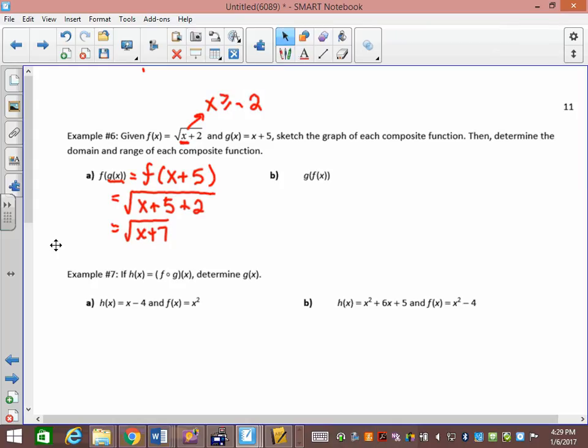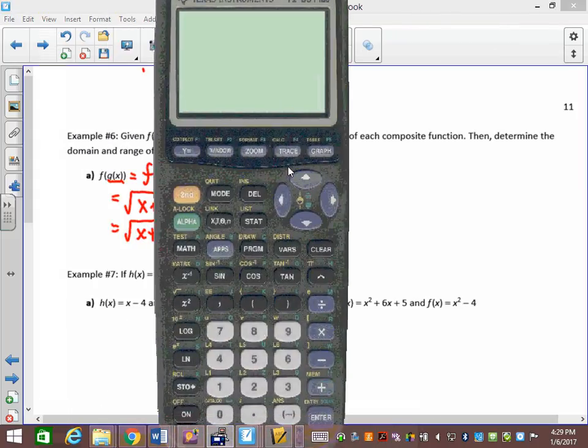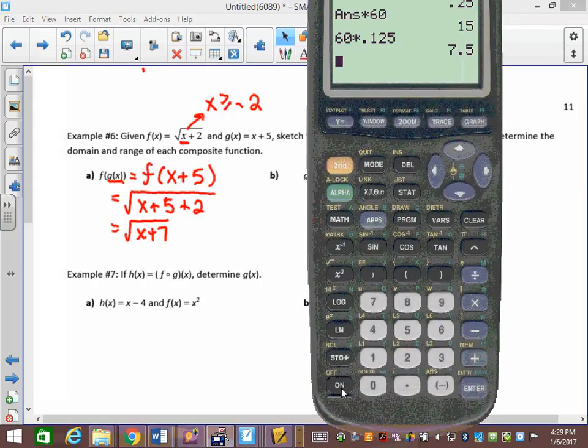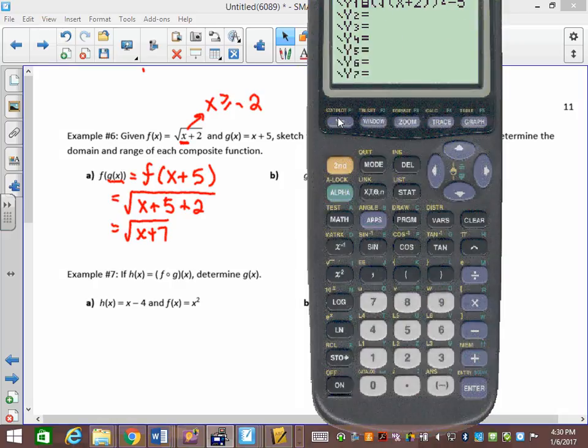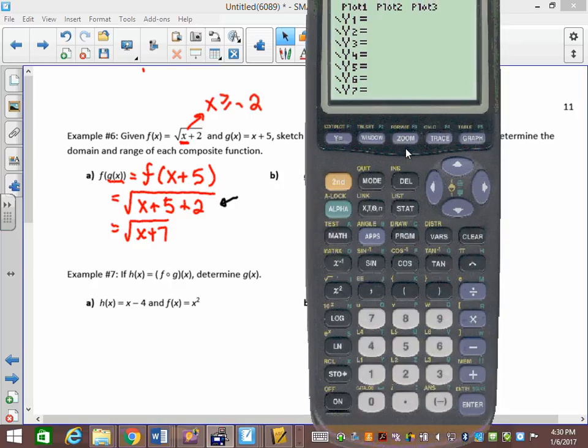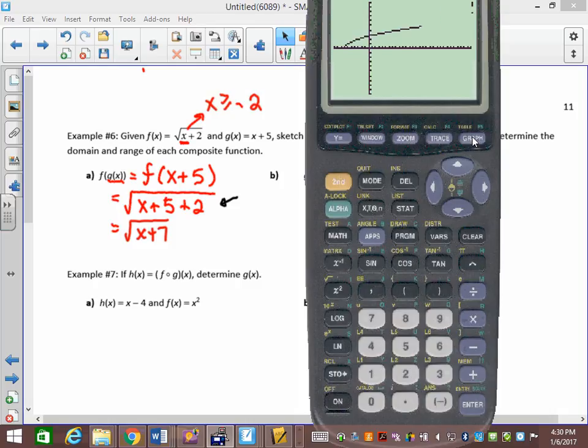Punch that into my calculator if I want to see what it looks like. I'm going to punch it in before I even put the 5 and the 2 together. I'm going to punch it in this very first step right here. So I'm going to get square root x plus 5 plus 2. Graph.